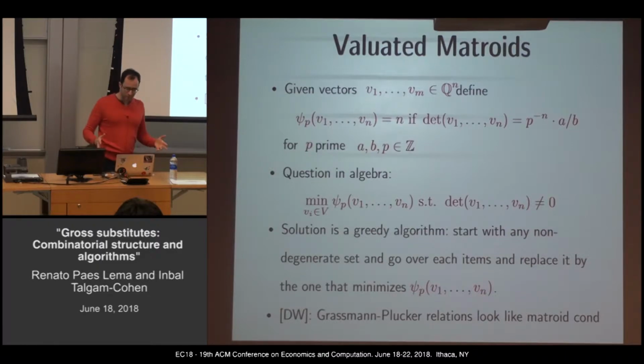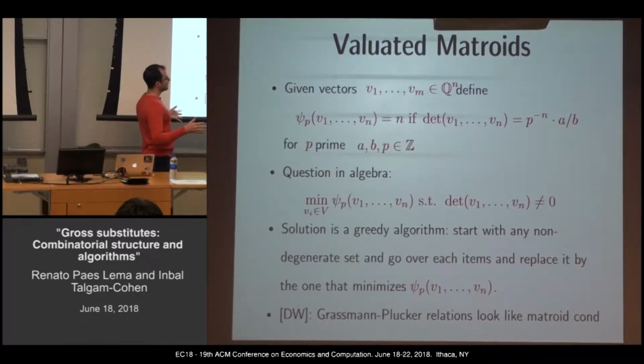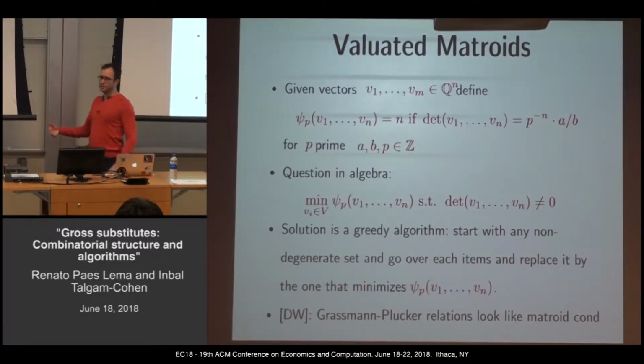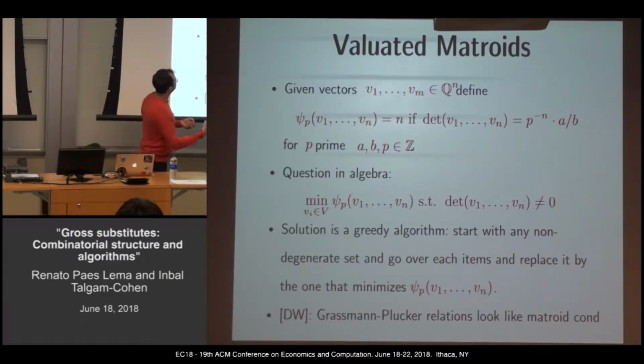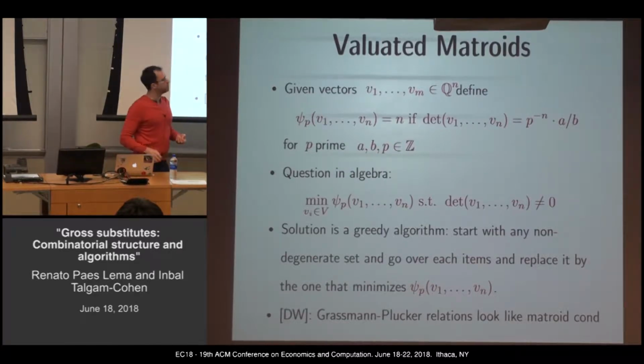I don't know why this problem is important, but an interesting thing they realized is that there are some relations in algebra called Grassmann-Plücker relations, and the solution is via a greedy algorithm. The solution is that you start with any n vectors that are linearly independent, so that the determinant is different than 0, and you go from v1 to vn. Replace v1 by the vector that makes the determinant increase the most, or rather the phi value increase the most, or actually decrease the most because I'm trying to minimize.